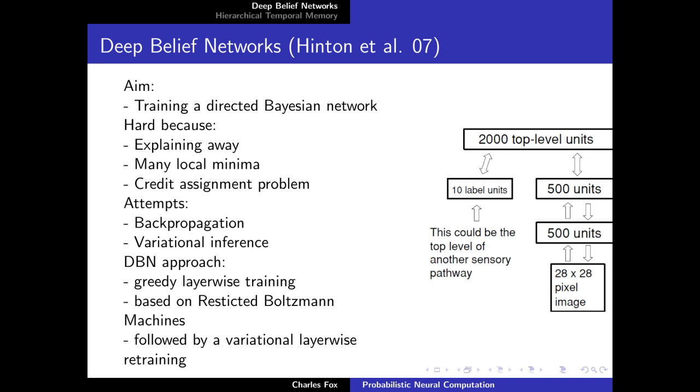There are many local minima in these networks. If you do gradient descent methods, you're often likely to get stuck in a locally optimal solution, but not find a global one. And you might have heard of this credit assignment problem.